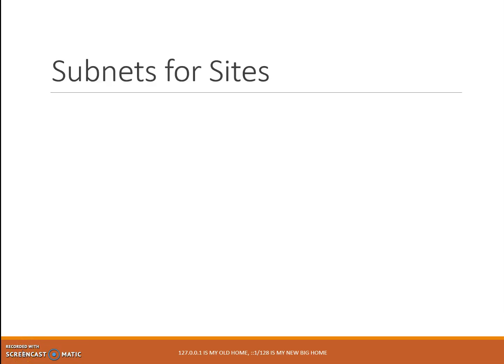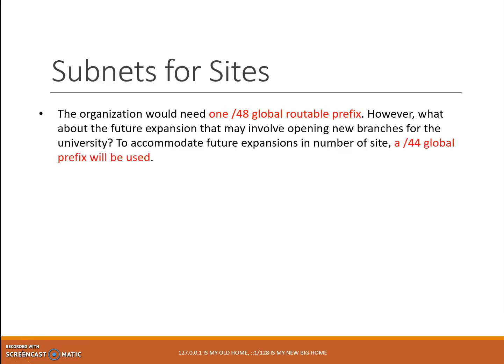Subnets for sites. The university campus network would need a /48 global routable prefix, which is good enough. But what about future expansion that may involve opening new branches for the university? In this case, to accommodate future expansions in the number of sites, a /44 global prefix will be used.